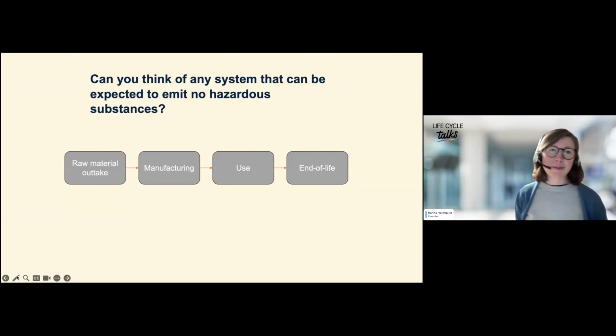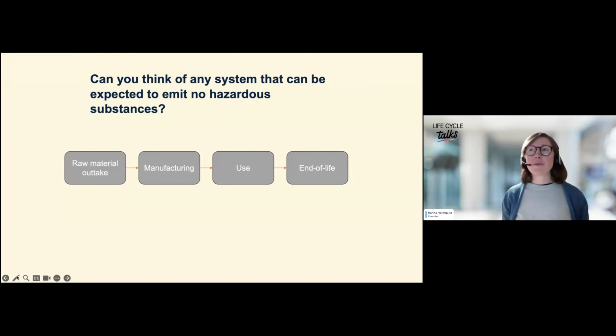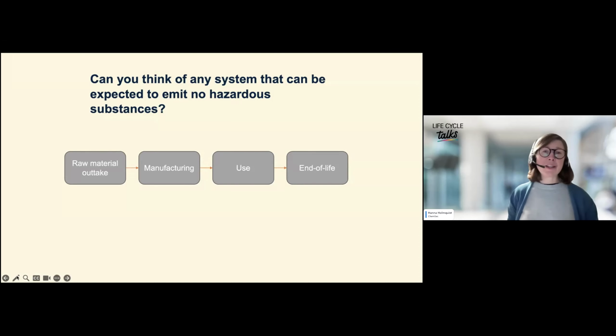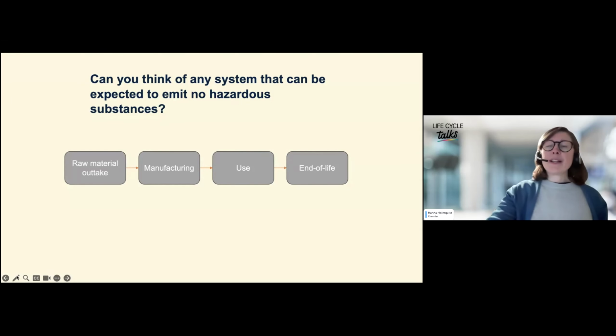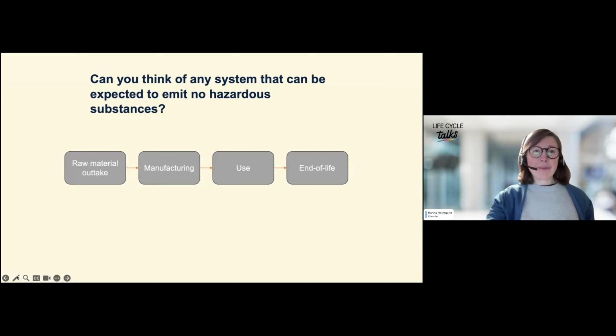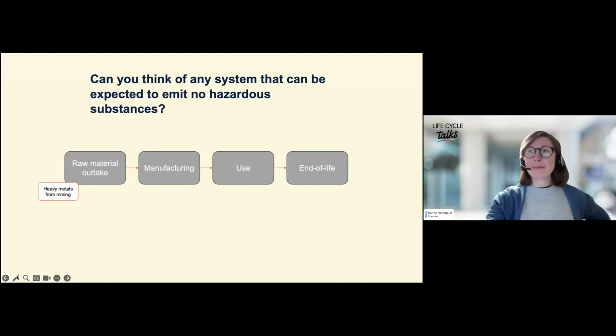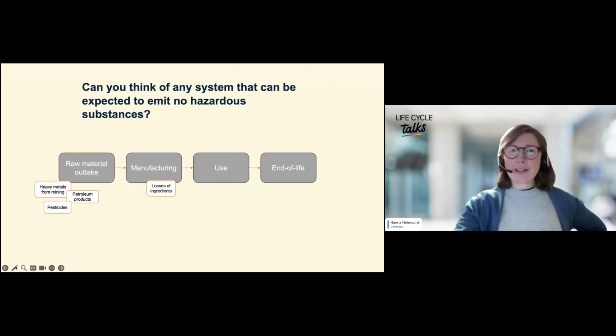So if you have a system cradle to grave from raw material outtake through manufacturing, use, end of life, it could be linear as depicted here, but it could of course be circular. In many cases, we can expect emissions of potentially toxic chemicals. If we have metals in these systems, we could have losses of heavy metals from mining. If it's a fossil-based system, we could have losses of petroleum products.